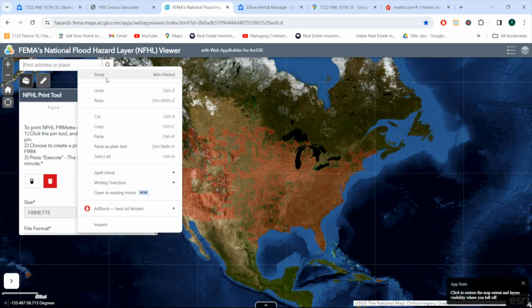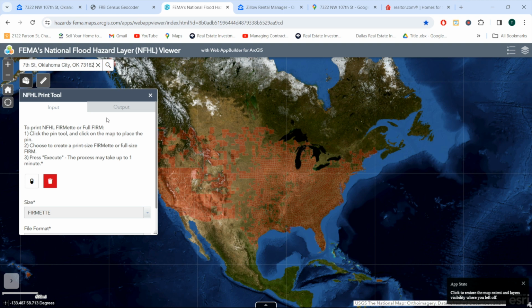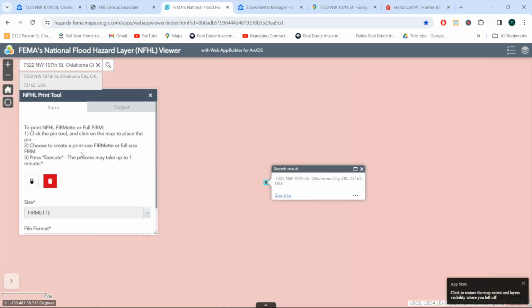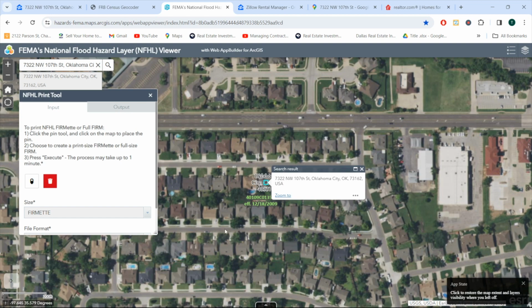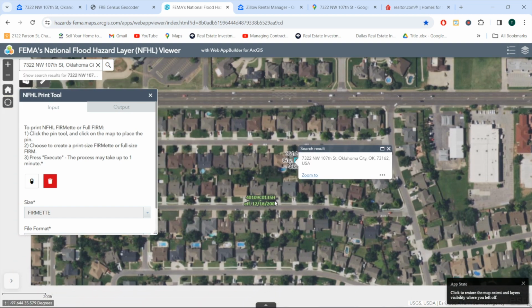Now, the next thing I want to go to is the FEMA National Flood Hazard Layer. And guys, I'm going to put all these links in the description so that you can add this to your repertoire, because it's very, very important, because you don't want to be comping properties that are not in the same census tract as the subject property that you're evaluating, right? So here it is. I'm looking at the flood map now. This is not in the flood zone.